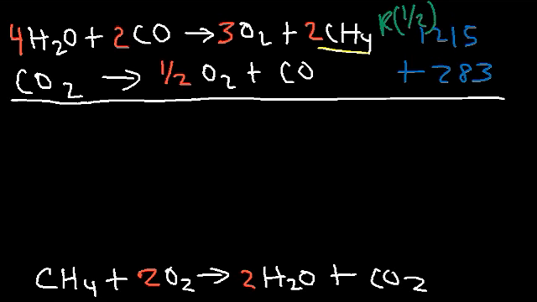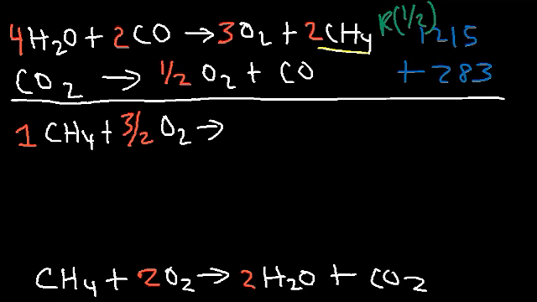So if we reverse it, CH4 is now on the left. And if we divide it by 2, we're going to have 1 CH4 plus 3/2 for O2. And then half of 4 is 2, so we're going to have 2 H2O molecules and 1 CO molecule.